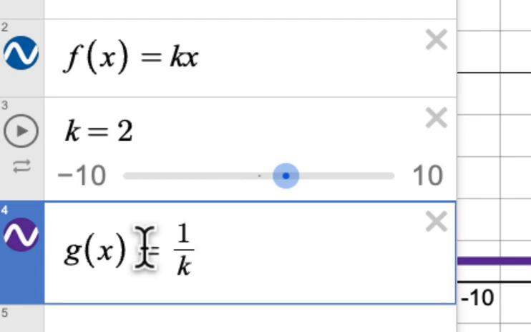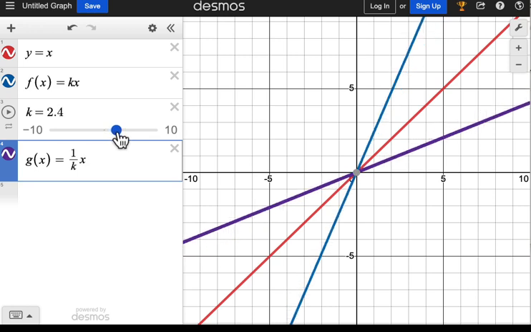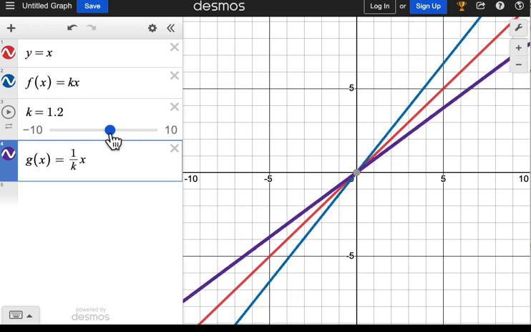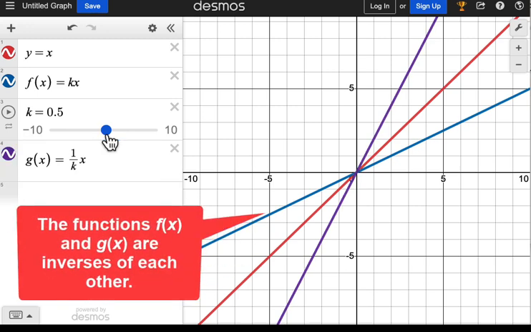Do you see how these two lines are mirror images of each other across the line y equals x? Change the value of k, and you'll see that the lines continue to be mirror images of each other. That means that they are inverses of each other.